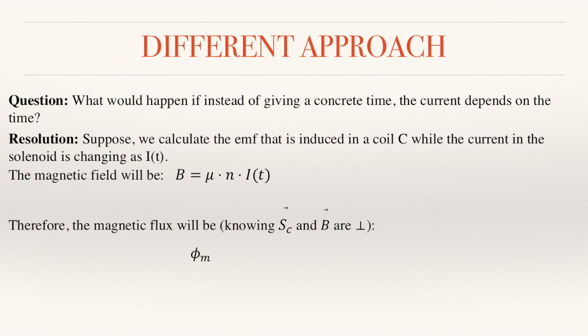In this case, as it is a solenoid, the magnetic field will be defined as mu times n times the current function. Consequently, and taking into account that the surface and the magnetic field are perpendicular, the magnetic flux will be defined as mu times n times pi r squared times the current function.